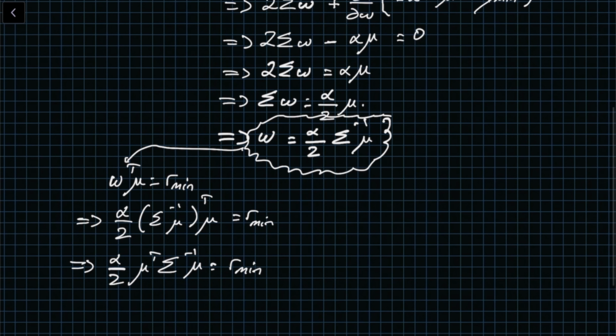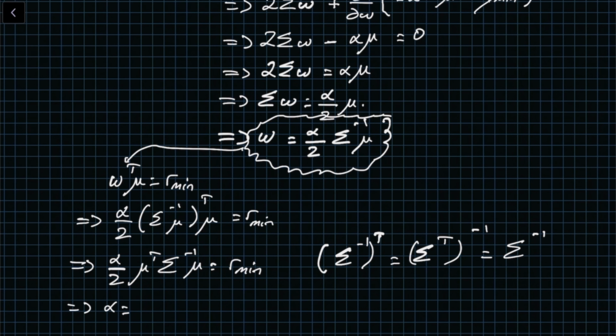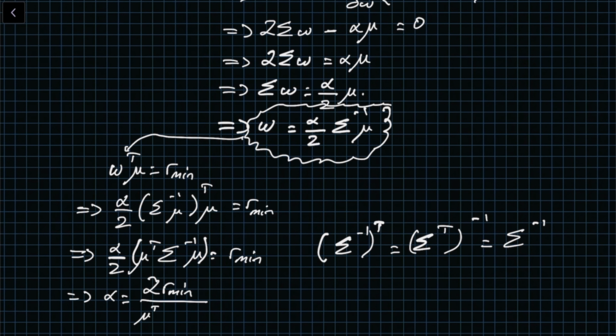Notice that over here we use the fact that sigma inverse transpose is sigma transpose inverse, but sigma transpose is sigma, so we get sigma inverse. Again, sigma transpose is sigma because sigma is symmetric. Okay, now let's compute alpha. We get alpha by multiplying by 2 on both sides and dividing by this whole term right here. We get 2 R min over mu transpose sigma inverse mu.